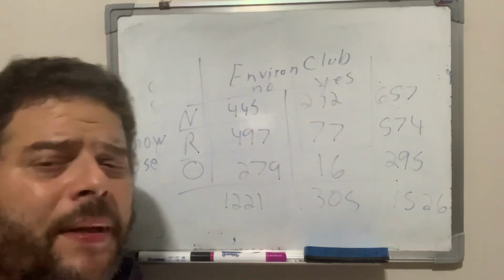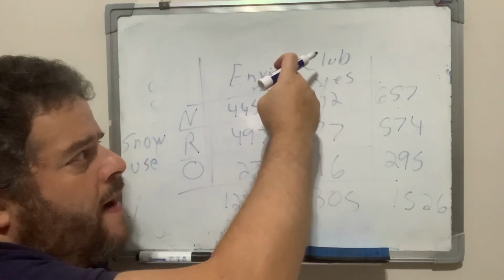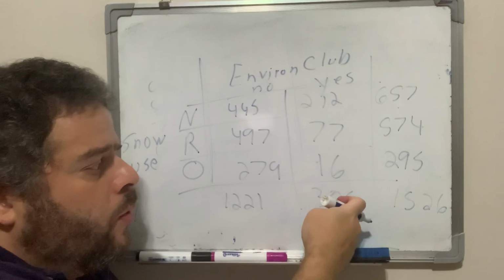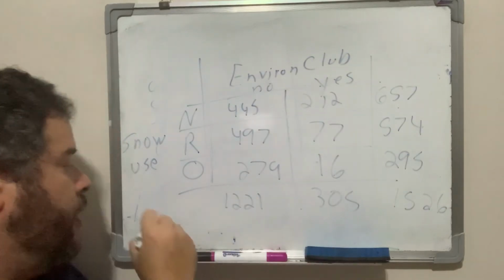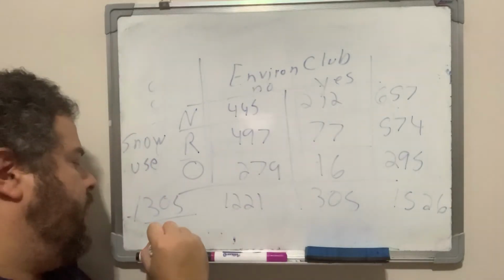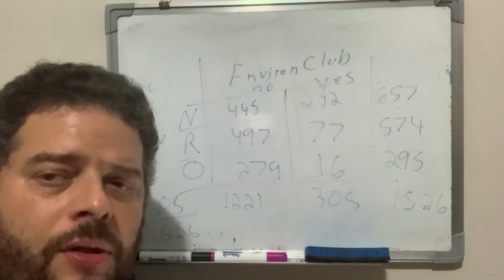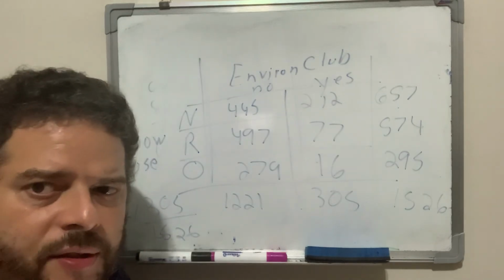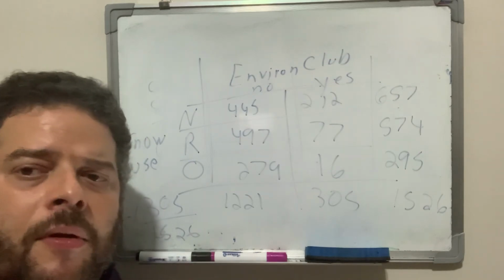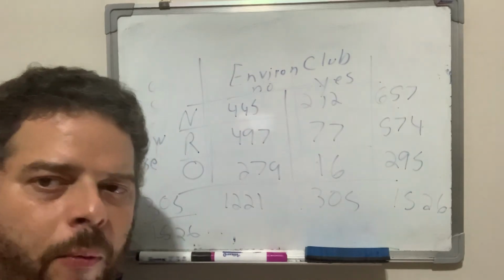For example, if I were to tell you, how many people belong to the environmental club? One variable, one category. I'm going to look at the total people who belong to the club, 305. And then I'm always going to divide it by the total amount of people. And that's going to give you your proportion or your percentage. Again, depending on the question, if I tell you what is the percentage of people surveyed belong to the club, you divide this and then you multiply by 100.